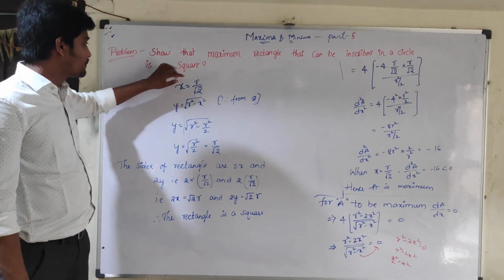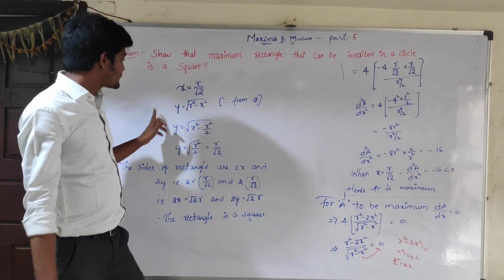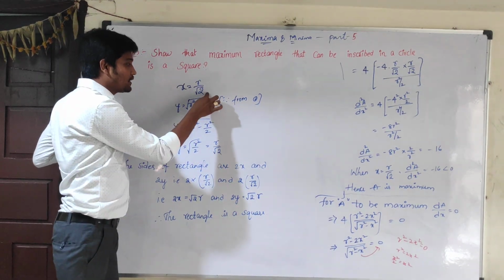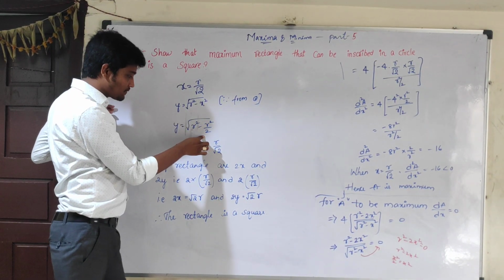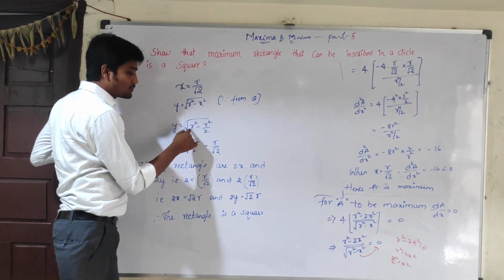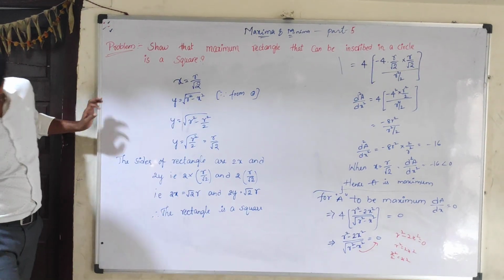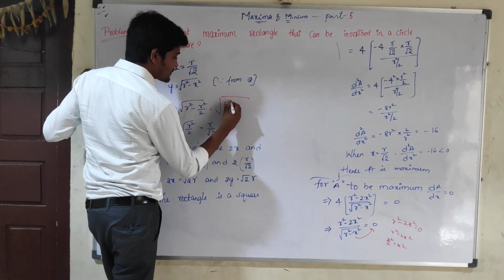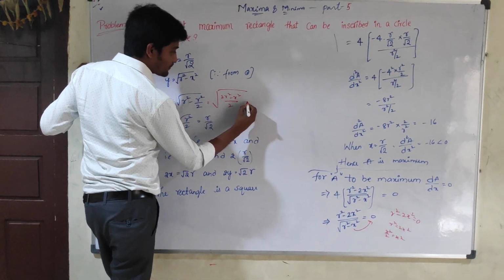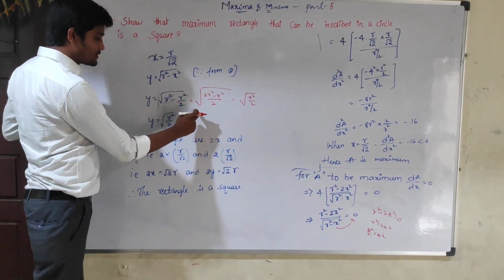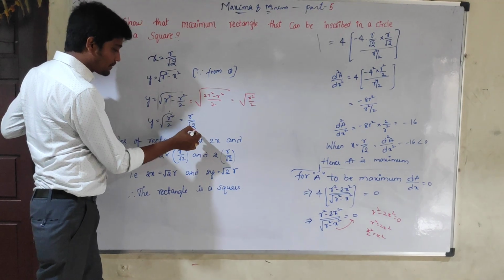x is equal to r by root 2. From equation 1, y is equal to under root of r square minus x square. Substituting the x value r by root 2, y is equal to under root of r square minus r square by 2. Taking the LCM, under root of 2r square minus r square by 2, then we get under root of r square by 2. This is the value of y, that equals r by root 2.